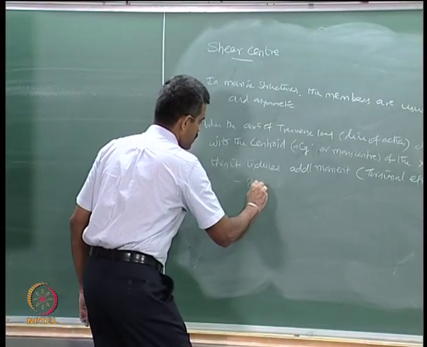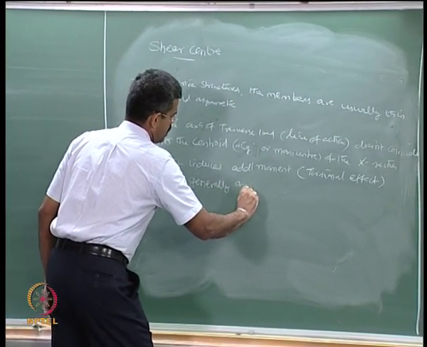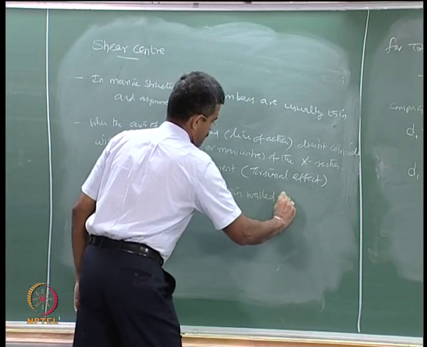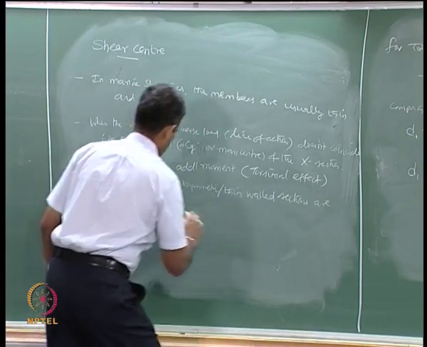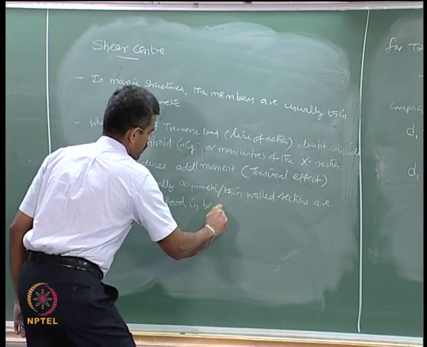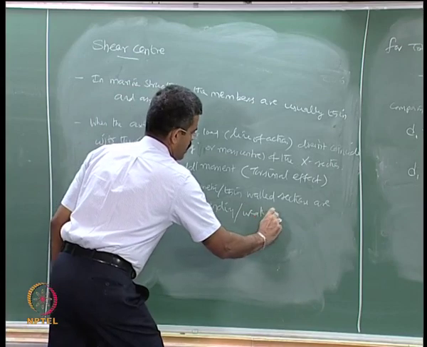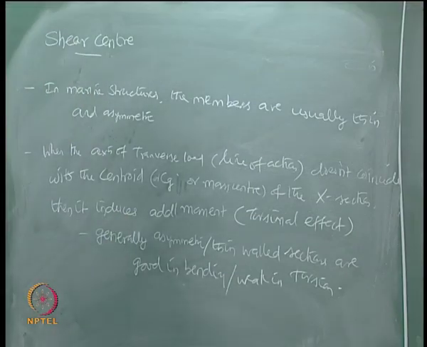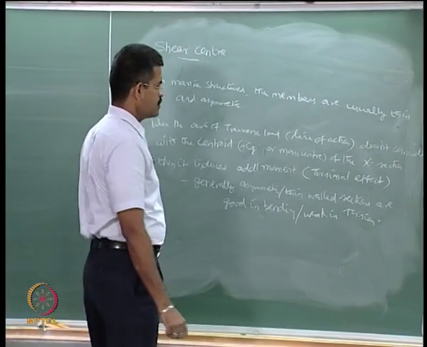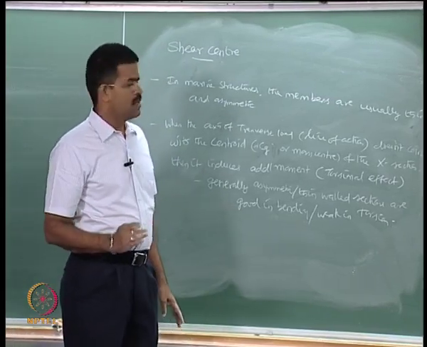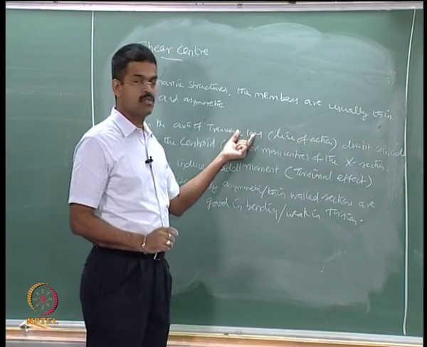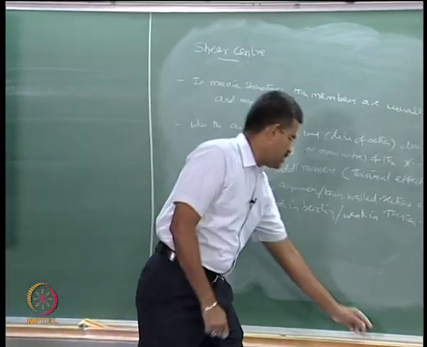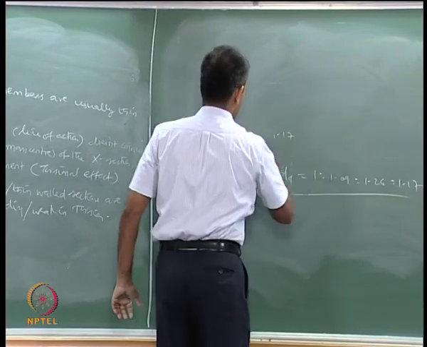And generally, asymmetric sections, thin sections are good in bending, but very weak in torsion. Okay. Now, the difference between the line of action of transverse force or transverse loads and that of the CG is what we call the shear center. We will see this now, the classical definition of shear center.